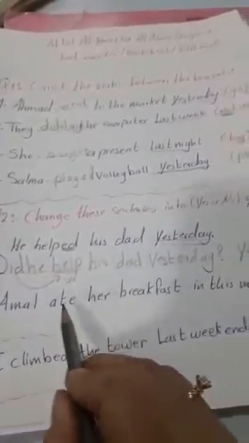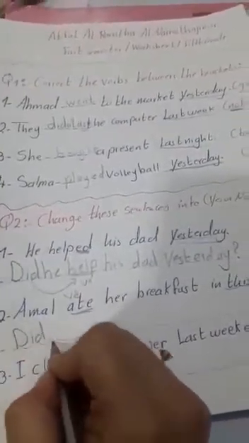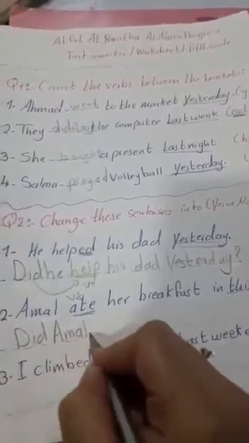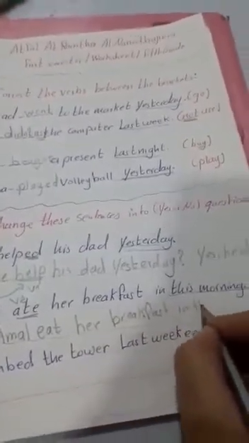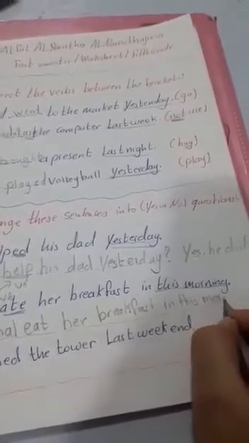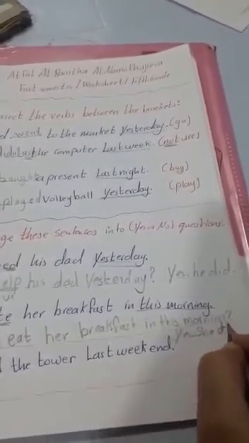2. Amal ate her breakfast this morning. Ate is verb 2, and this morning is a keyword of simple past. Now we ask with did Amal eat, we return it to verb 1, her breakfast this morning? Question mark. Yes she did or no she didn't.